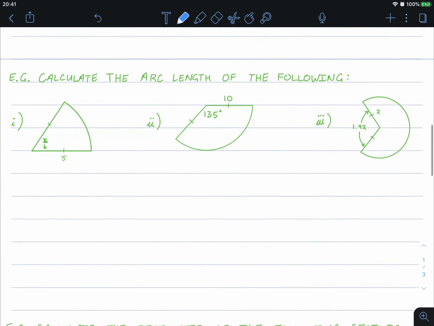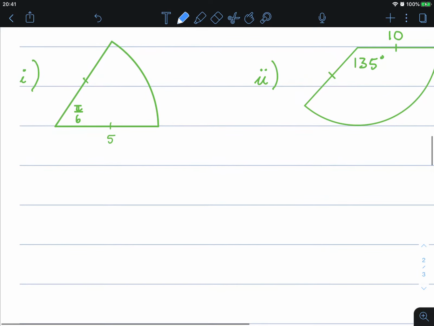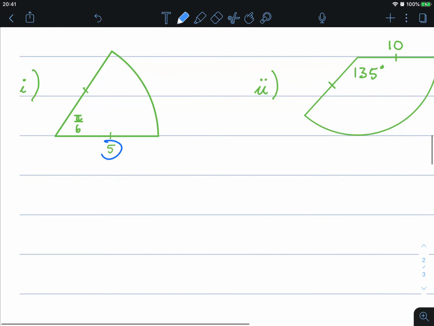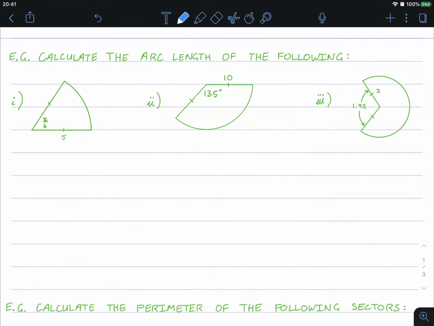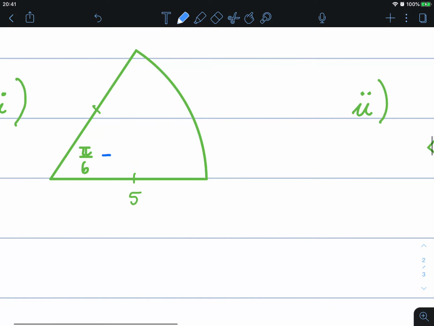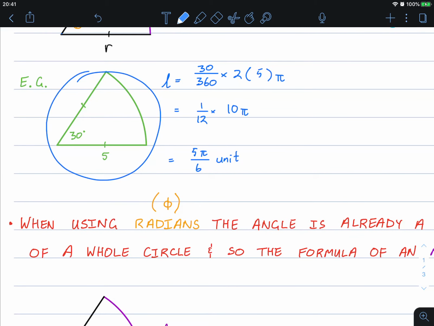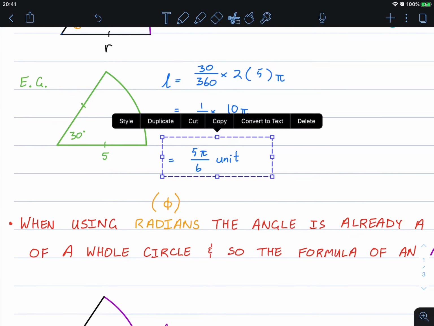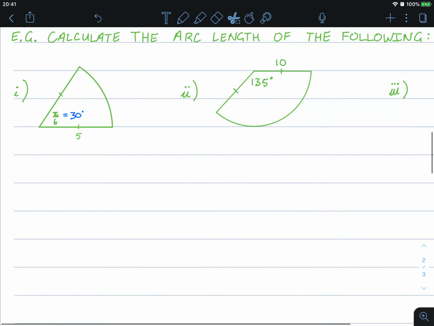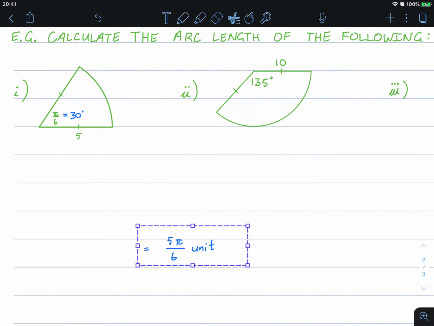So calculate the arc length of the following. So we have a radius of 5, and the angle subtended is pi on 6. In case you're wondering, pi on 6 is actually 30 degrees, which is the exact same as this one. So the answer that we get should be this exact same one here. Let's take a look at what happens.